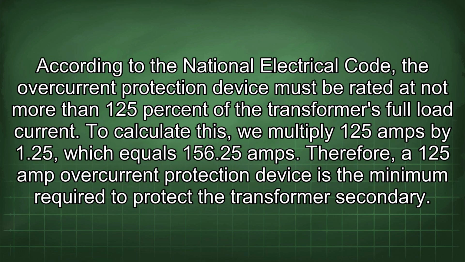According to the National Electrical Code, the overcurrent protection device must be rated at not more than 125% of the transformer's full load current. To calculate this, we multiply 125 amps by 1.25, which equals 156.25 amps. Therefore, a 125 amp overcurrent protection device is the minimum required to protect the transformer secondary.